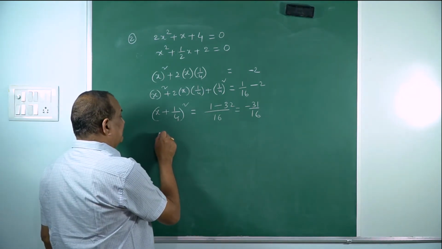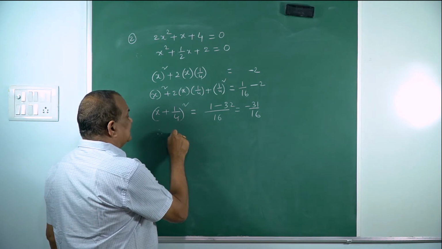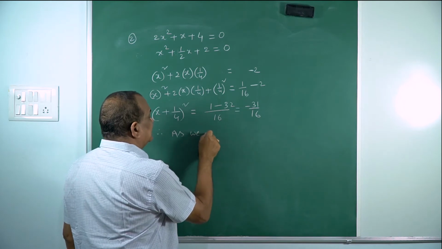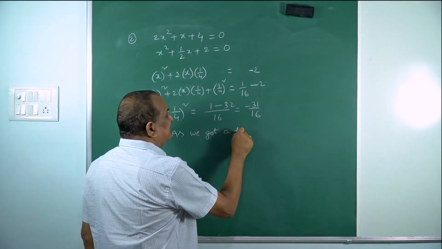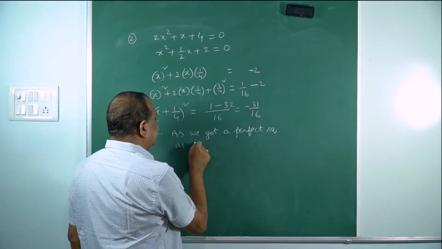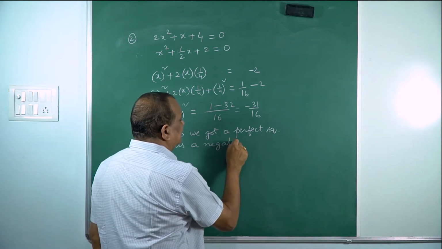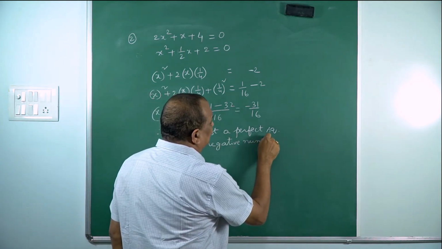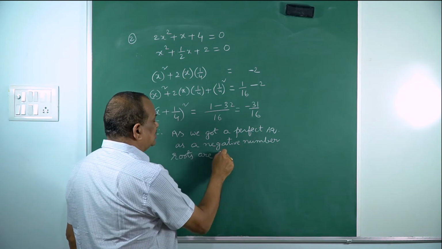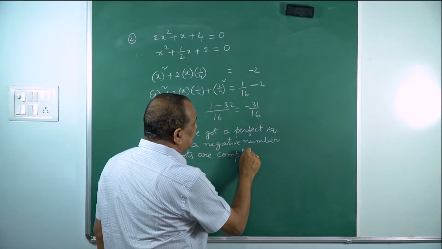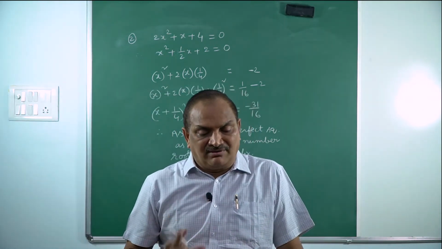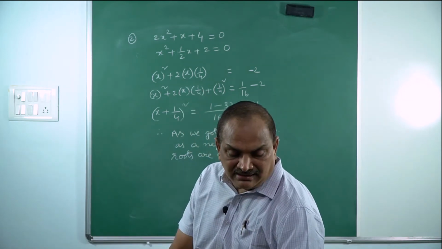And therefore, as we got a perfect square as a negative number, the roots are complex because we can't find the root in the real number set. Roots are complex. We just leave it here. Roots are complex, and we don't want to determine what the roots are, of course, because our work is only with real numbers.